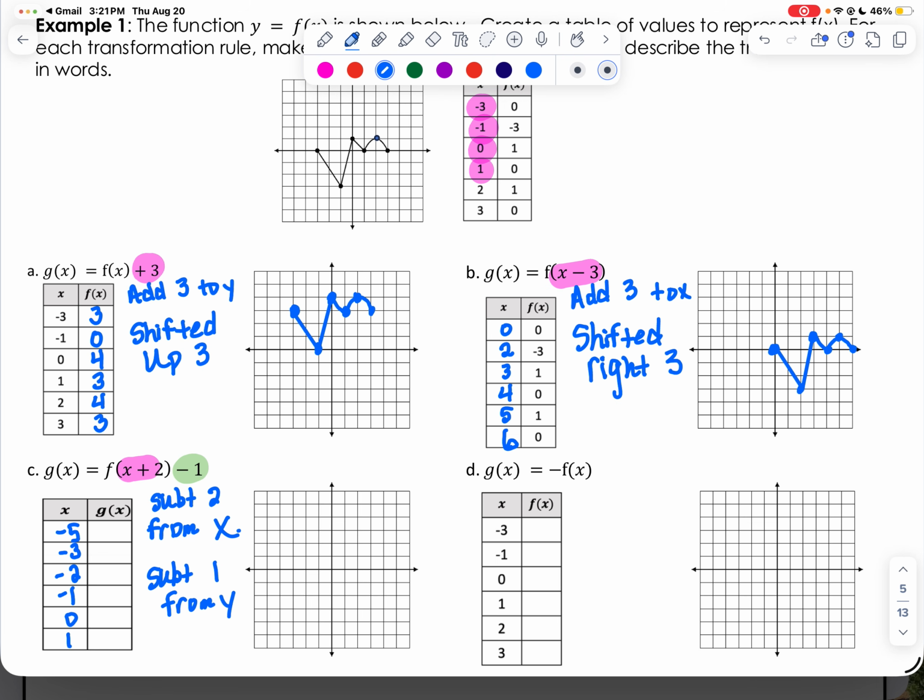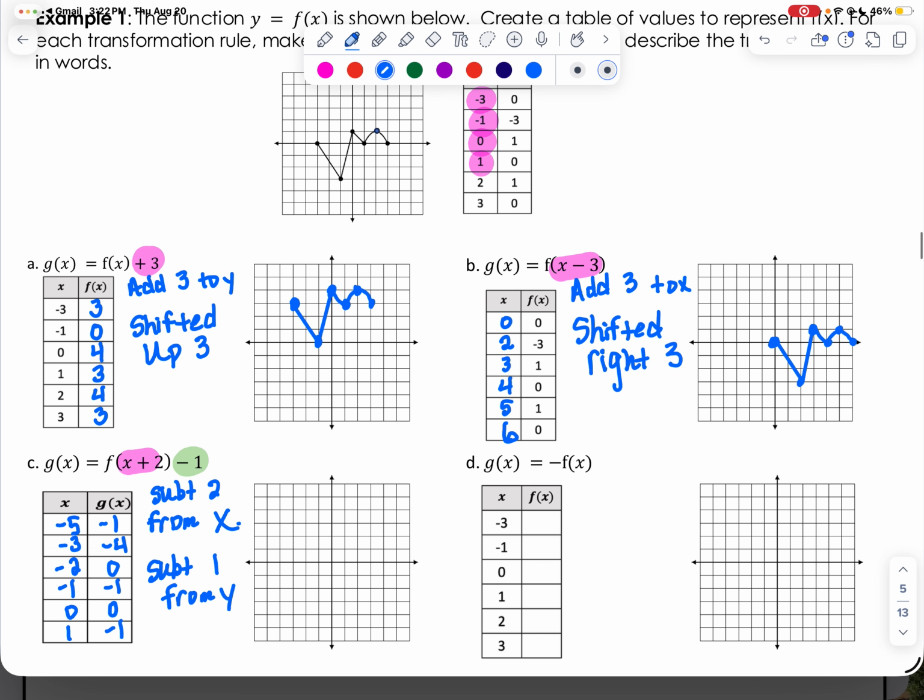So our first y value was 0. 0 minus 1 is negative 1. Negative 3 minus 1, negative 4. 1 minus 1 is 0. 0 minus 1 is negative 1. 1 minus 1 is 0. 0 minus 1 is negative 1.